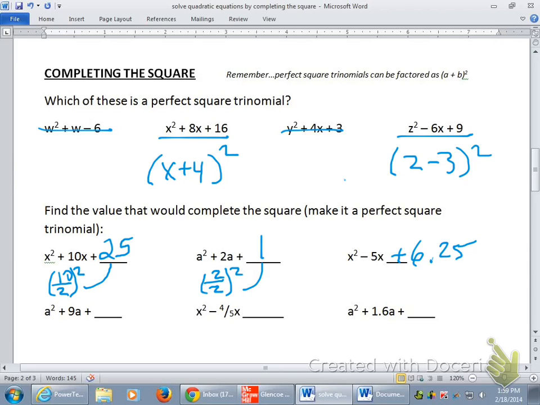Go back up to the top. Even though these were in a different order, see if it still worked. What if I took this 8 right here?